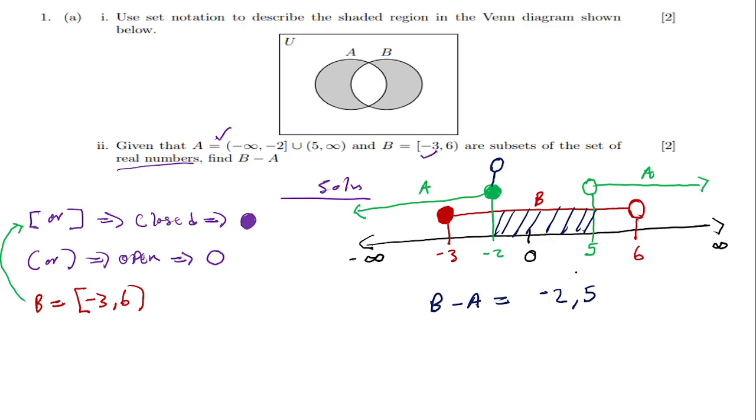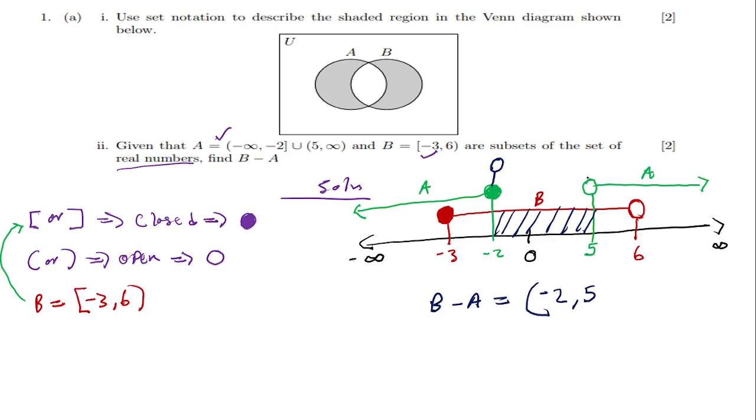Then I'll go on 5. Is 5 in A? The answer is that 5 is not in A. As a result, 5 is what? It is part of the answer. And then I'll connect them like that. I'll analyze my circle. It is shaded, so I'll use that block bracket.